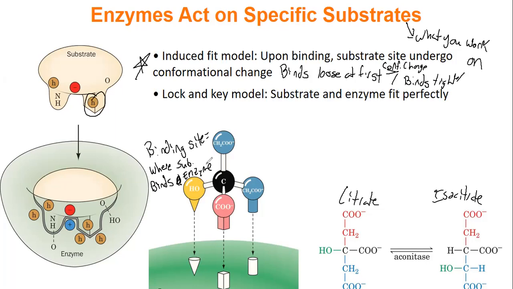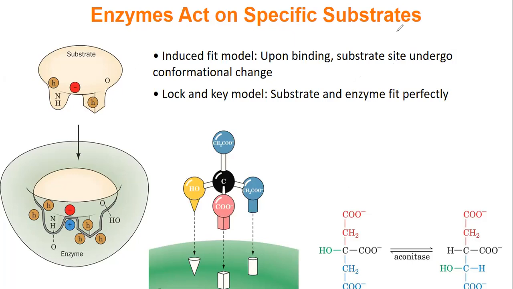So, questions about those two different theories of binding? And this picture in the middle is just showing that again, where these different shapes are showing, and this green thing is your enzyme. It's just showing, hey, I'm binding those areas. And I don't remember why I put citrate and isocitrate there off the top of my head. Okay.